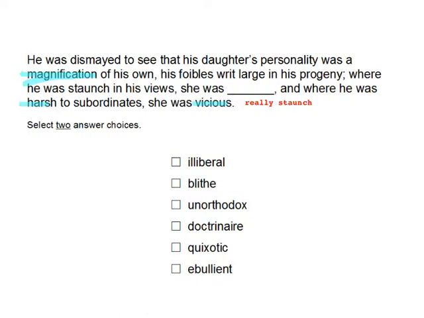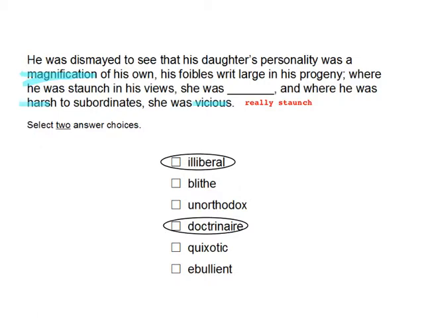Now it just depends on the choices. And of course, looking at these choices, some of them are quite obscure and difficult. The correct answers here are illiberal and doctrinaire. So illiberal means not liberal at all, very conservative, very staunch, very rigid. Doctrinaire, basically the same thing, following a doctrine, adhering to a doctrine very closely.